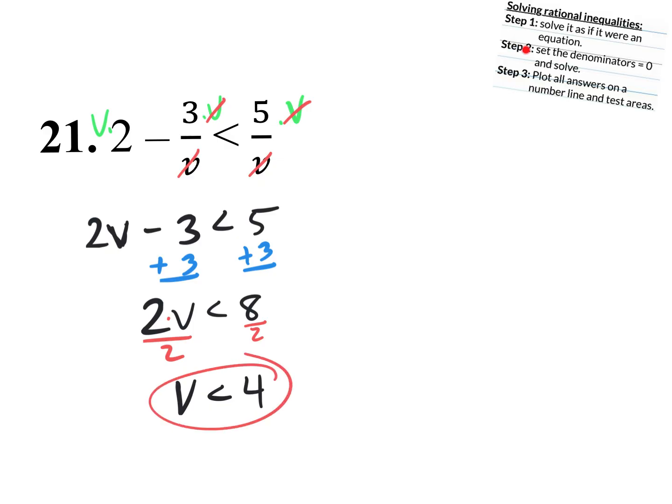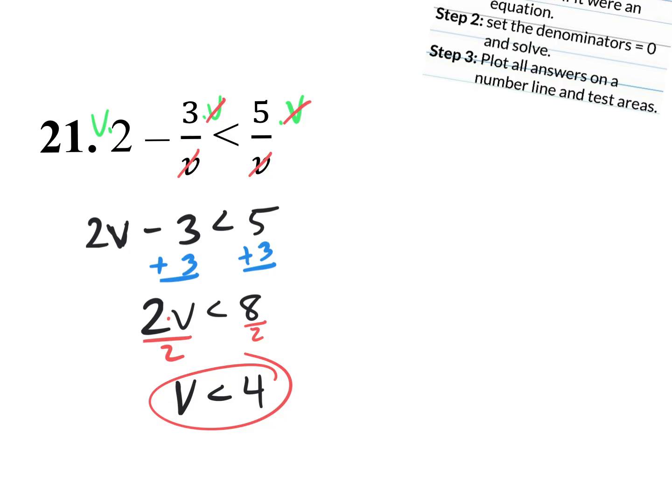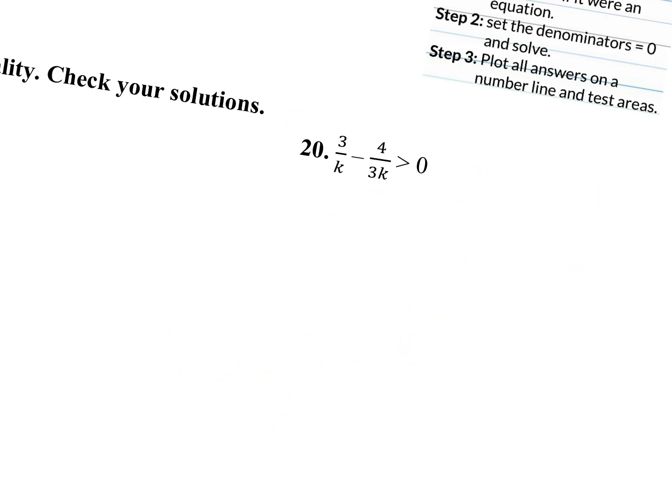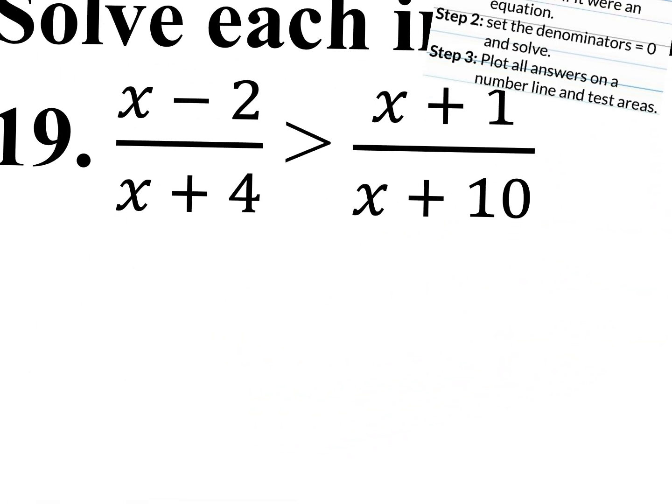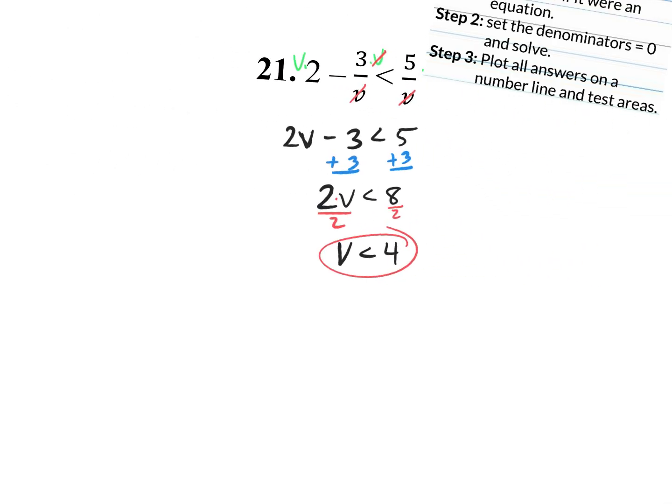Then if you go to step 2, it says set the denominators equal to 0 and solve. Right here it's simple because the denominator is just a v, the same denominator each time. It's a little bit more challenging when you have, like right here, you would have to set the x plus 4 equal to 0 and the x plus 10 equal to 0, and you would get two answers, negative 4 and negative 10. But that's already recorded on a different video, so let's go for this easy one that we're doing right here.